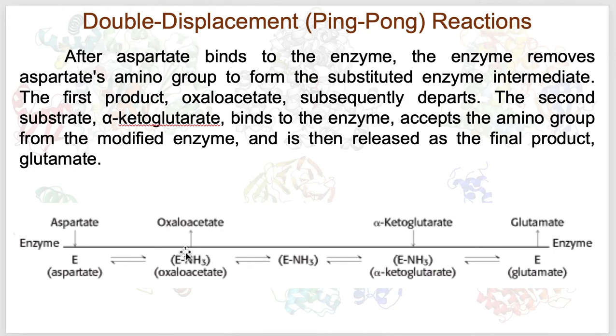Why are these reactions called double displacement or ping pong? Because the amino group was transferred from aspartate to glutamate, but this transfer was not a single step reaction. First, the amino group was transferred from aspartate to the enzyme, then it was retransferred from the enzyme to glutamate. So double displacement occurs here in a ping pong fashion. That's why it is called a double displacement or ping pong reaction.